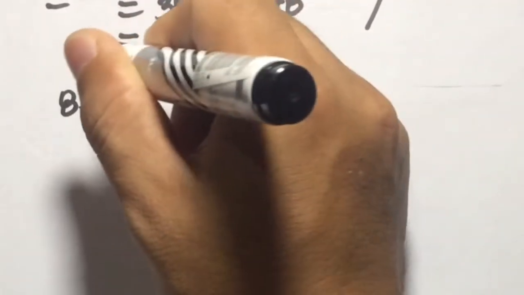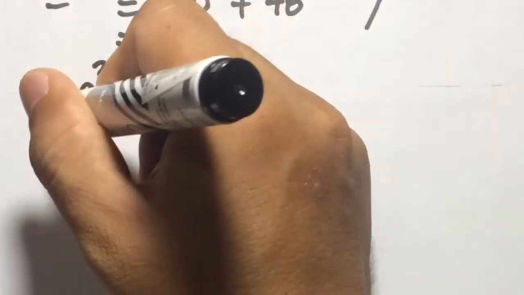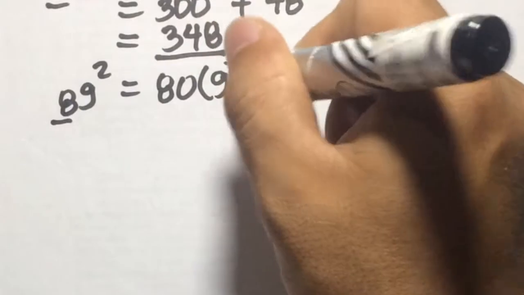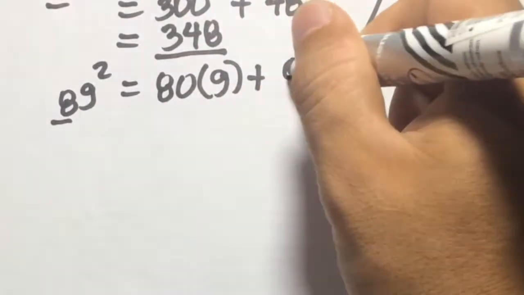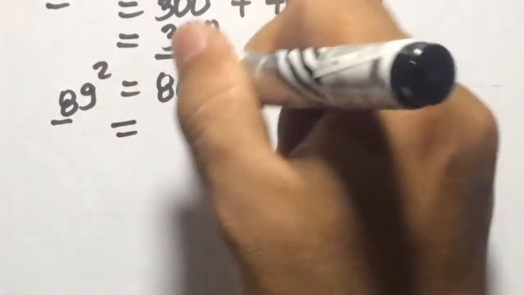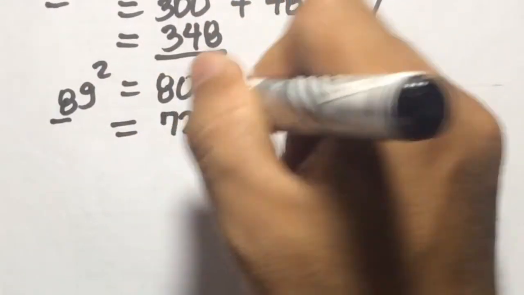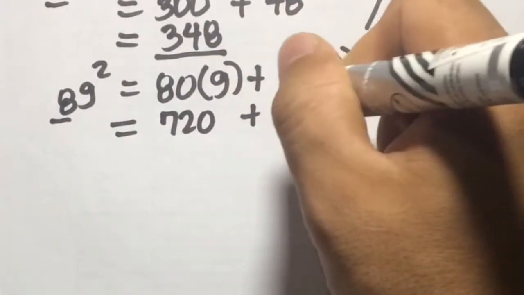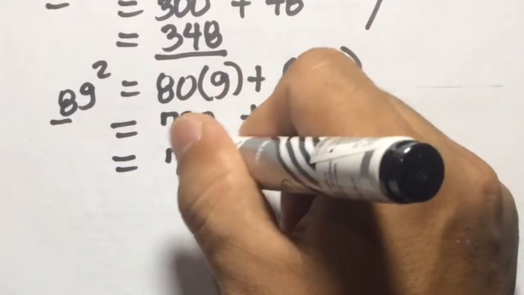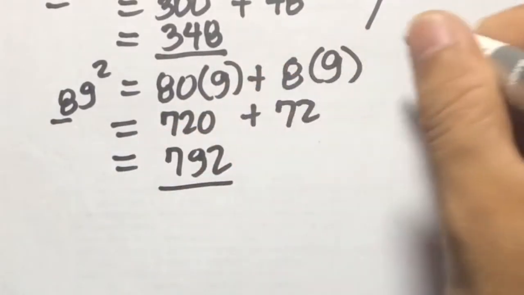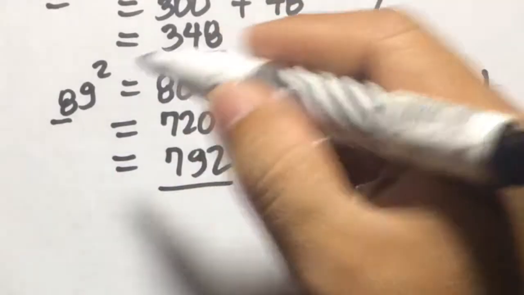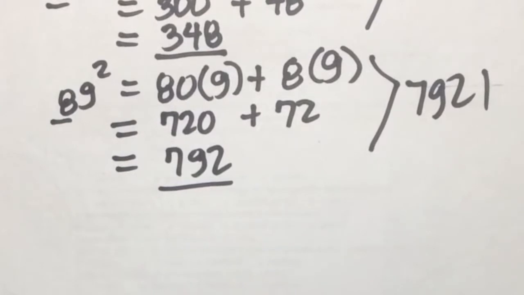Okay, next example, let's have 89 squared. The first digit is 8, so we're going to have 80 times the next number, 9, plus the constant 8 times the next number, which is 9. So 80 times 9 is 720, then 8 times 9 is 72. Add the two, and the result will be 792. First digits 792, last digit will be 1. So the answer for 89 squared is 7,921.